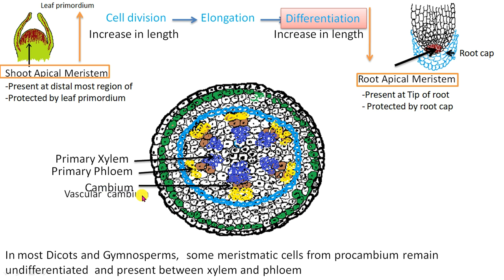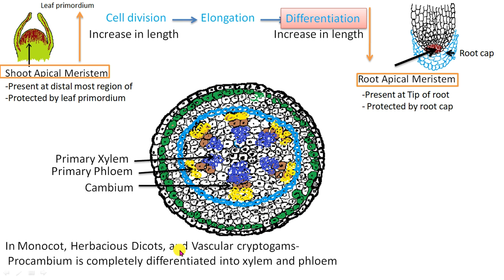This is also called vascular cambium, fascicular vascular cambium, or intrafascicular cambium. Now in the case of monocots, herbaceous dicots, and vascular cryptogams, this is particularly important: the procambium is completely differentiated into xylem and phloem. As a result, no cambium is left between the xylem and phloem. This is one major difference between monocot and dicot plants, particularly the herbaceous dicots.